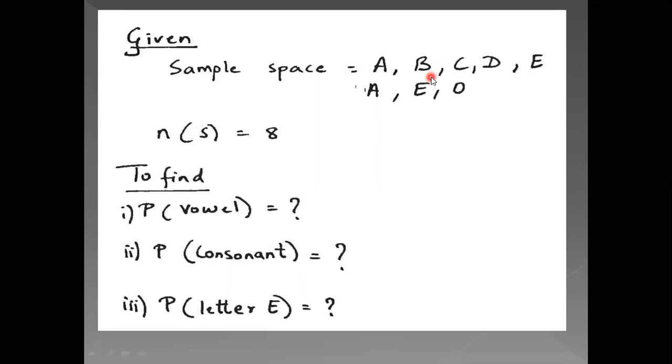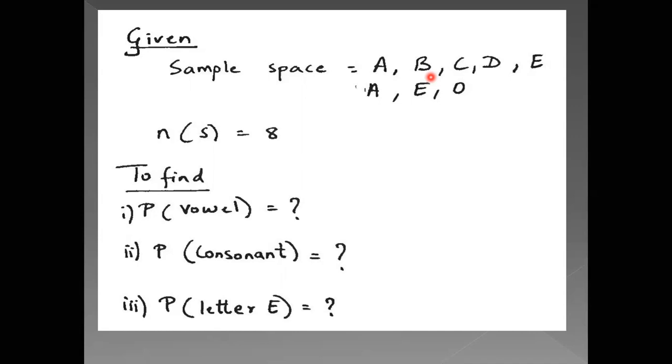Now vowels, as you have learnt in lower classes, are A, E, I, O, U. These are the vowels. And consonant means, leaving all these from A to Z, all other letters are consonants. So A, E, I, O, U are vowels. Rest other than these 5 letters, all alphabets from A to Z are consonants.